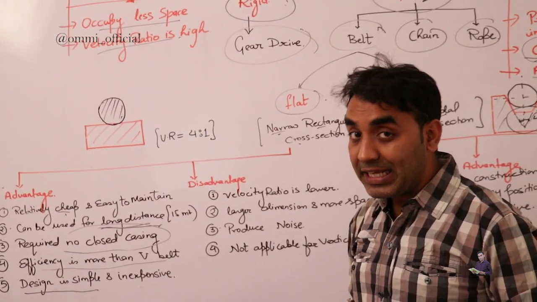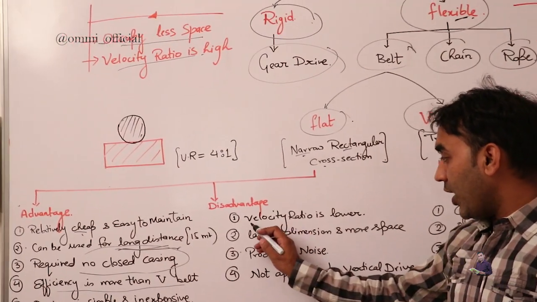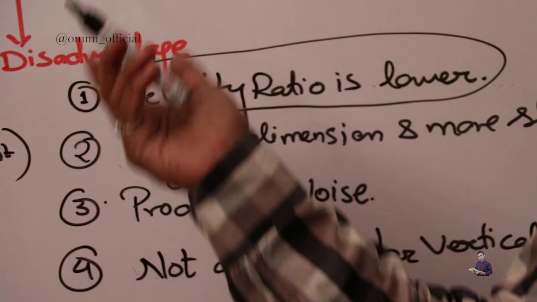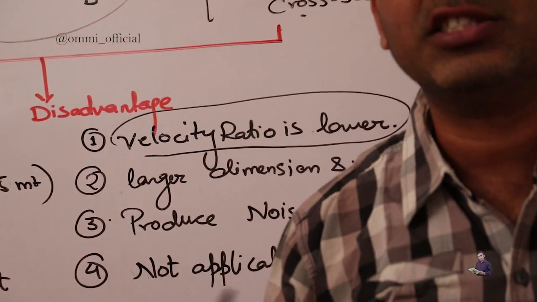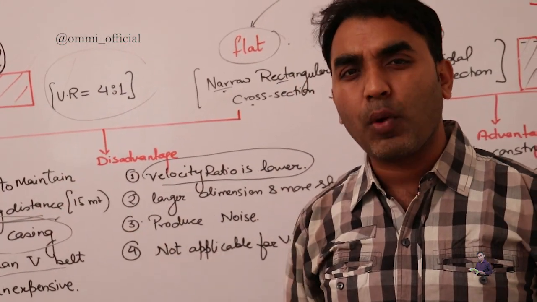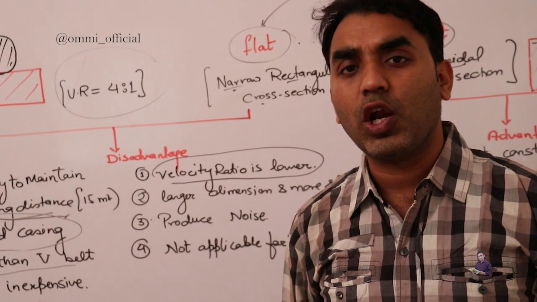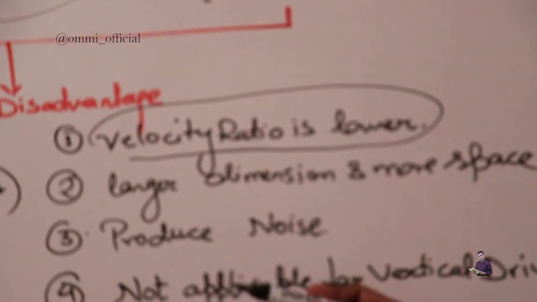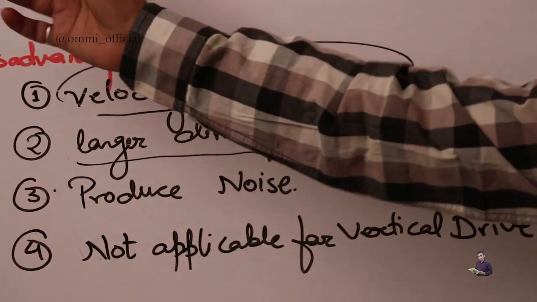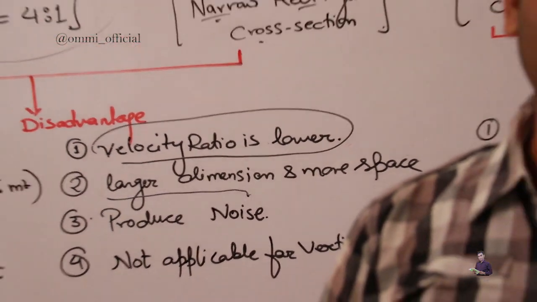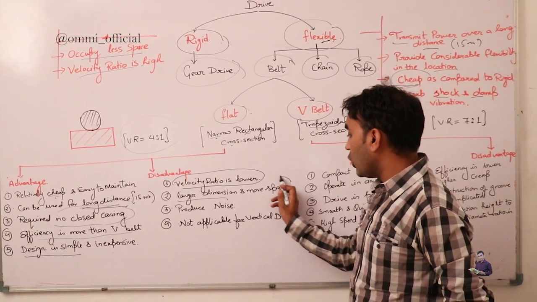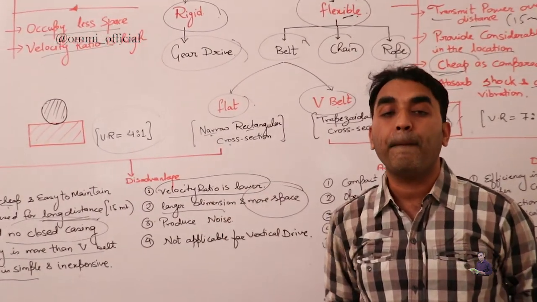But the disadvantages are, the velocity ratio is very low. As I mentioned here, it's 4:1, my dear friend, whereas in the V belt it's 7:1. So we have to compromise here in the velocity ratio, and that comes under the disadvantages. Second, the larger dimensions, because we are going to take rectangular blocks, the dimensions should be more, and because of that the space should also be more.